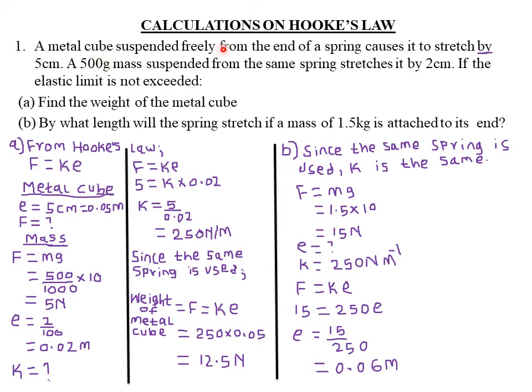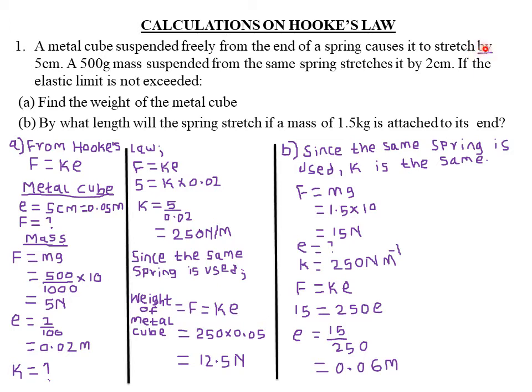So we are told that a metal cube suspended freely from the end of a spring causes it to stretch by 5 centimeters. I want students to be very keen here. Whenever you are told that a spring is stretched by, then this quantity, which is the 5 centimeters, represents our extension. But in some cases, you will find examiners using terms like a spring is stretched from and to. In that case, you take the value of to, you subtract the value of from, for you to obtain the extension.